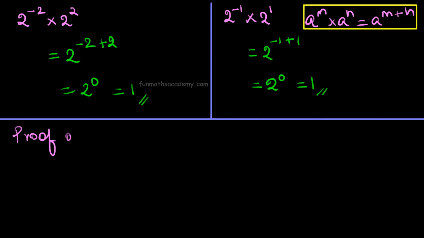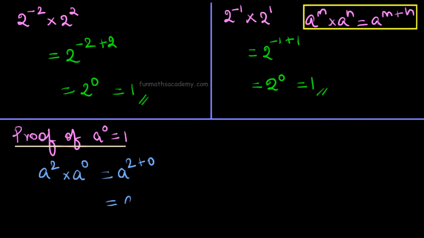Okay then, let us now see how any number to the power 0 is 1. Let us find a to the power 2 times a power 0. Using multiplication law, we get a power 2 plus 0, which is equal to a power 2. We get a square times a power 0 is equal to a square. But we need to find the value of a power 0.